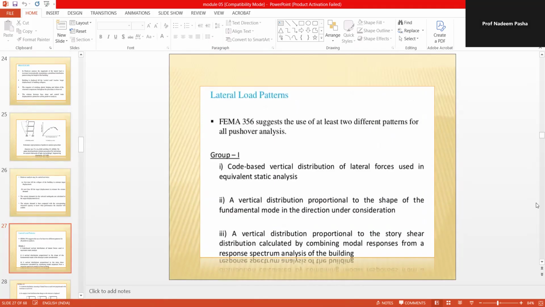Lateral load patterns. FEMA 356 suggests the use of at least two different patterns for all pushover analysis. Group 1: code-based vertical distribution and lateral force used in equivalent static analysis; a vertical distribution proportional to the shape of the fundamental mode in the direction under consideration; and a vertical distribution proportional to the story shear distribution calculated by combining modal responses from a response spectrum analysis of the building.